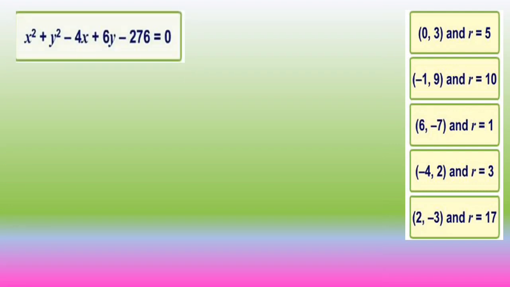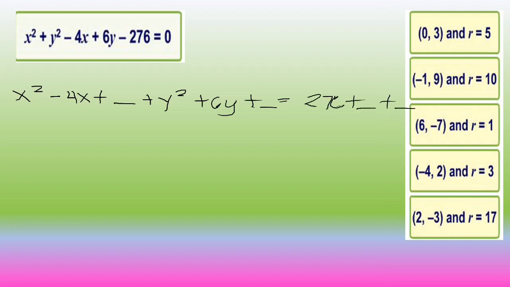So now let's proceed to the next. So here we have x raised to 2 minus 4x plus blank plus y squared plus 6y plus blank is equal to 276 plus blank plus blank. So, of course, completing the square, we have come up with x squared minus 4x plus 4. That's negative 4 divided by 2 squared. That is equal to negative 2 squared. That is equal to 4.